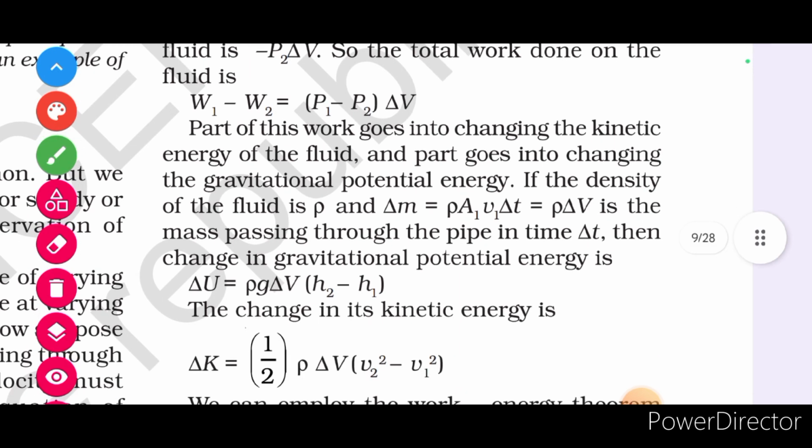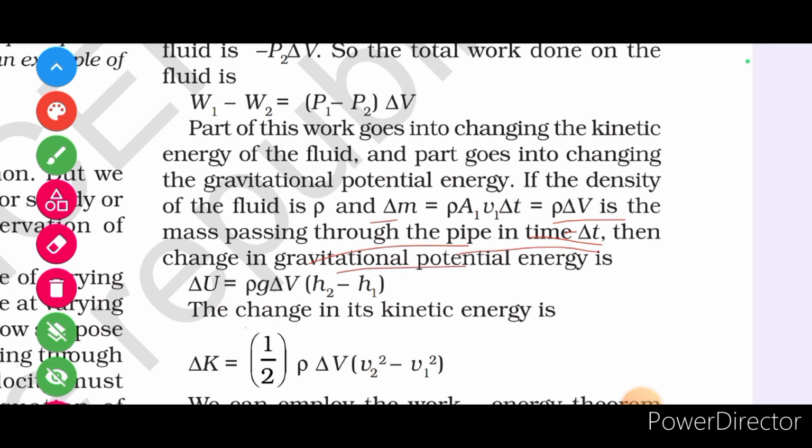Now the later part is quite easy. We'll just write mass in terms of density and volume. What is mass? Mass is density times the volume, and volume we have written earlier, A1 V1 delta T. So this is the volume. How much will be the mass? This will be rho times delta V, the mass passing through the pipe in delta T. This much mass of the fluid will be passing in delta time, rho delta V.